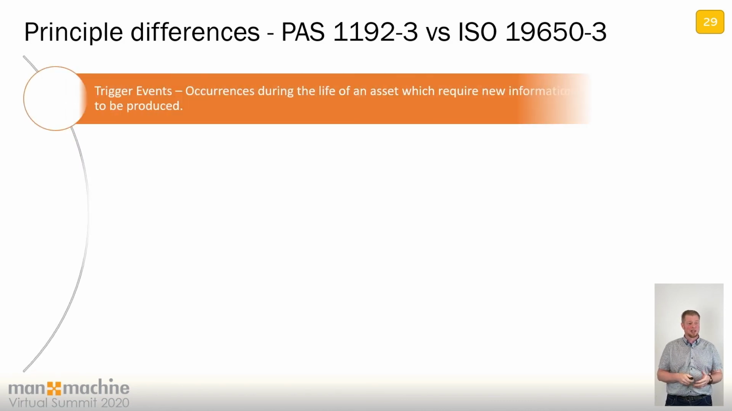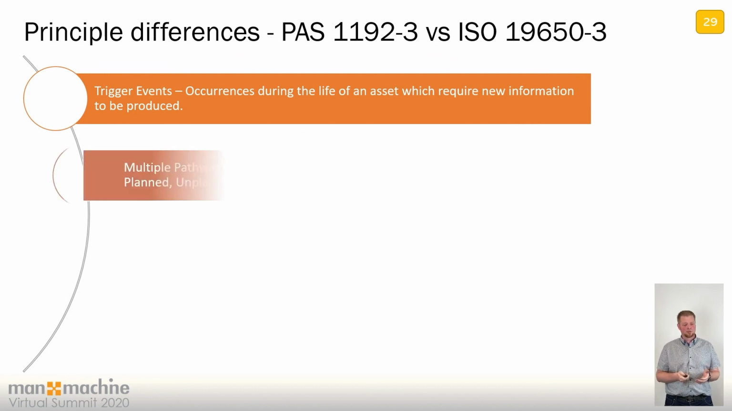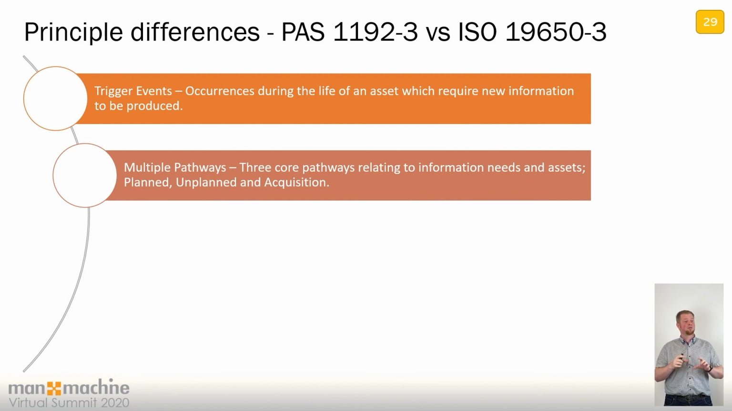So some of the principal differences in this new document is that we have some new terminology. We have these things called trigger events, and basically these are the reasons why we might need to commission or produce some new information from an operations perspective, and that might be on a new asset, or on specific maintenance needs. We also have multiple pathways. With the delivery phase of assets, we have a single strand of process in terms of the ways in which this is being delivered. But with the operational phase, we have three core pathways, which we'll look at in a little more detail in a second, focused around planned, unplanned, and acquisition assets.